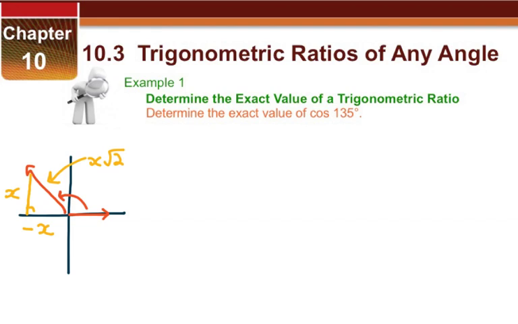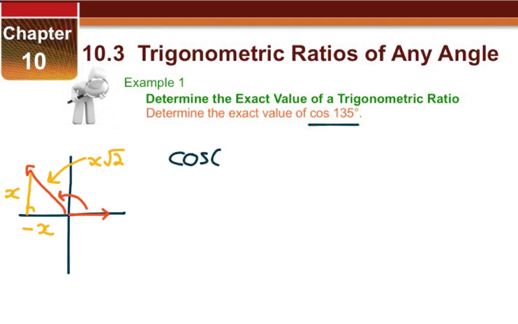And the hypotenuse. It is to the left and up, so there's some confusion about whether that should be positive or negative. The rule with the hypotenuse is that it is always positive, no matter what. So now we can look at finding the exact value of cosine 135.